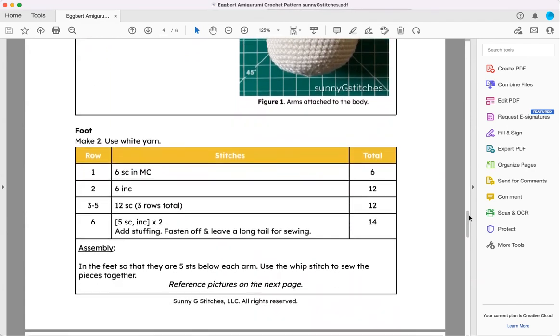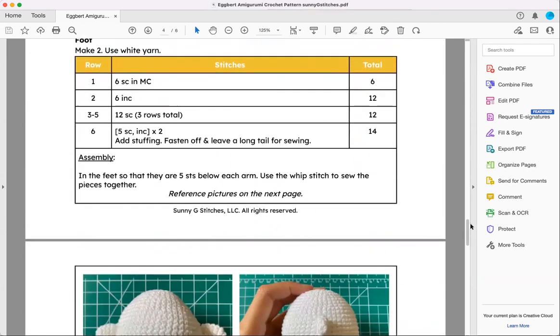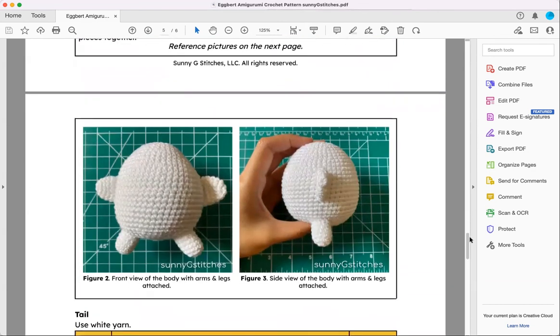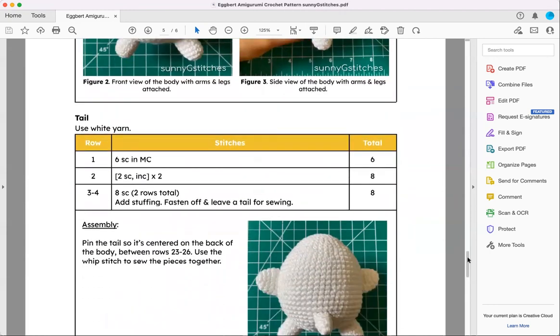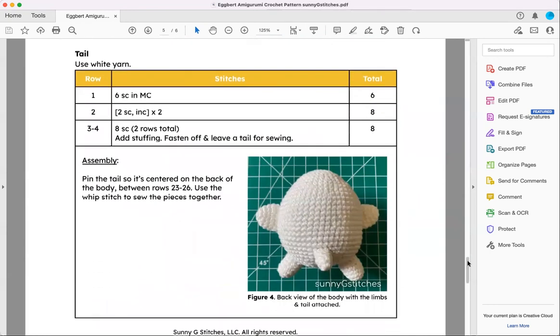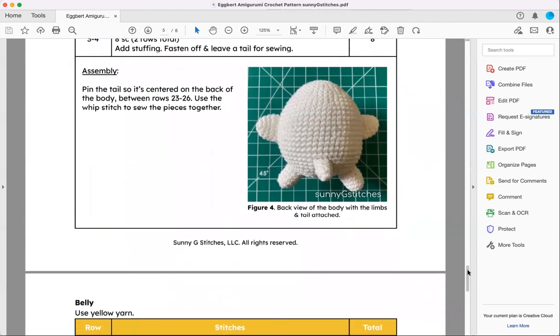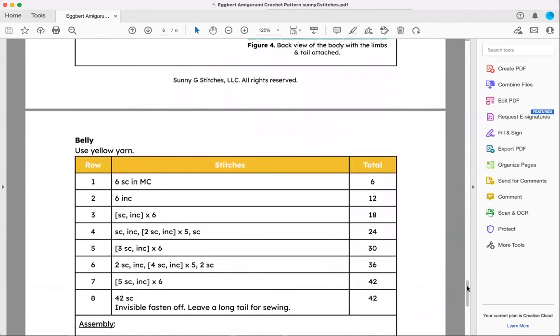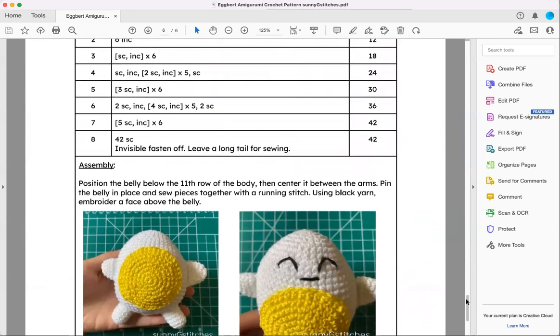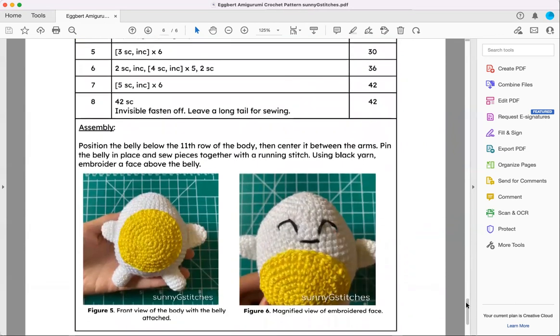After that, you're going to complete the feet and attach them to Egbert. You're going to make a tail, attach him to Egbert. And finally, you're going to make the belly and attach it to Egbert. Additionally, I embroidered a little face onto him. That is optional, and you can of course change up the face as you see fit. I just liked making little happy eyes and then a mouth in between.